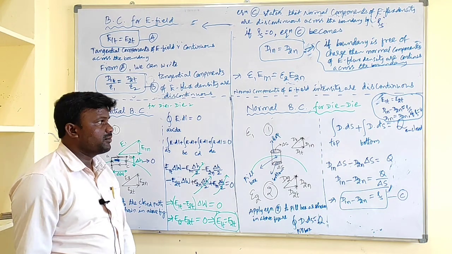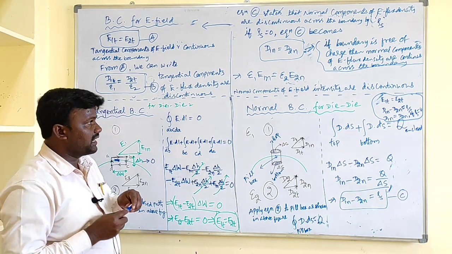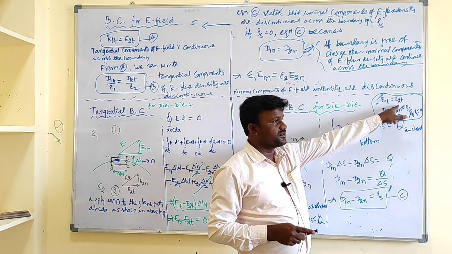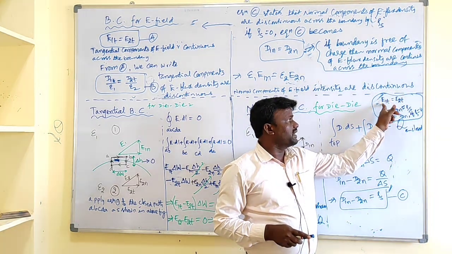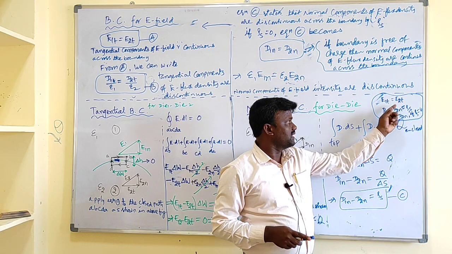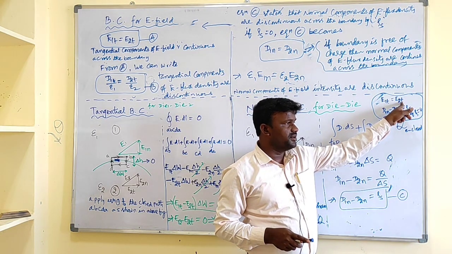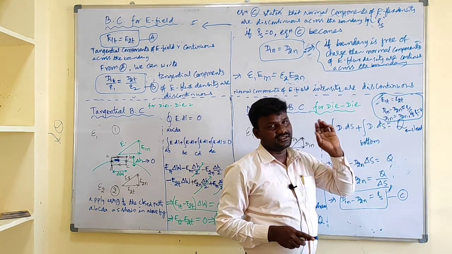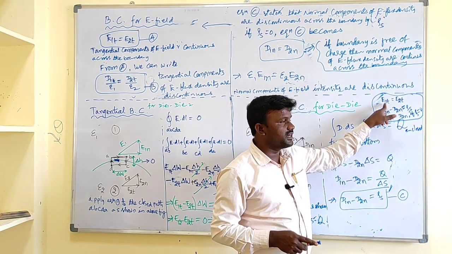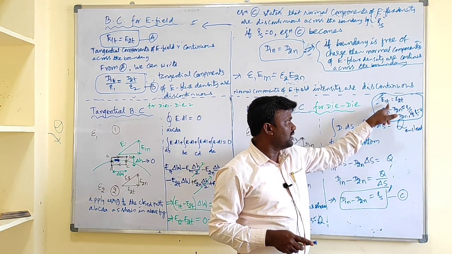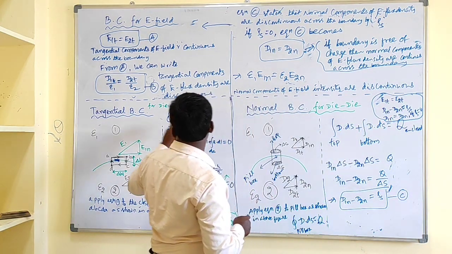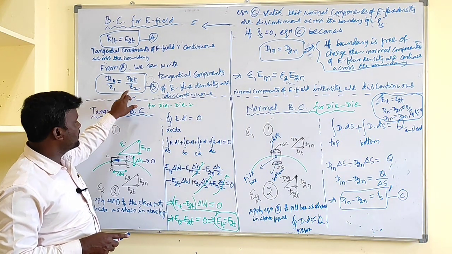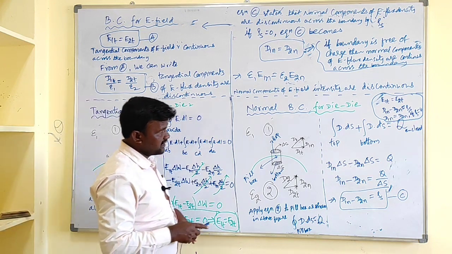So what is the conclusion? We have tangential components of electric field intensity are continuous, whereas tangential components of electric flux density are discontinuous. If intensity parameters are continuous, then density parameters are discontinuous, because E1t equal to D1t by epsilon 1, and E2t can be written as D2t by epsilon 2. That means they are discontinuous.